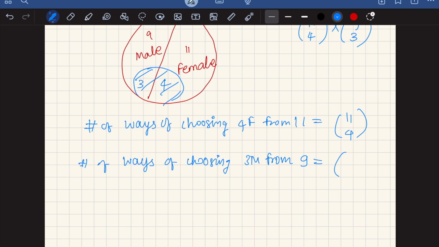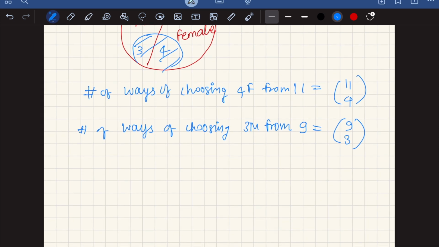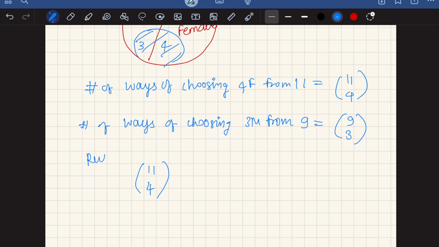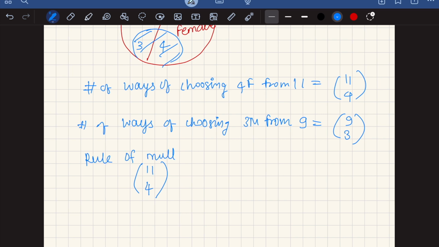And again, the question is whether to add these two numbers or whether to multiply. We want 4 females and 3 males, so clearly there is an "and" here, so you will apply the rule of multiplication. And that's why your answer is 11 choose 4 times 9 choose 3, which is what some of you have written in the chat. So I think I'll not get into the calculation of this for now. So I'll move on to the next question, unless there are any doubts.